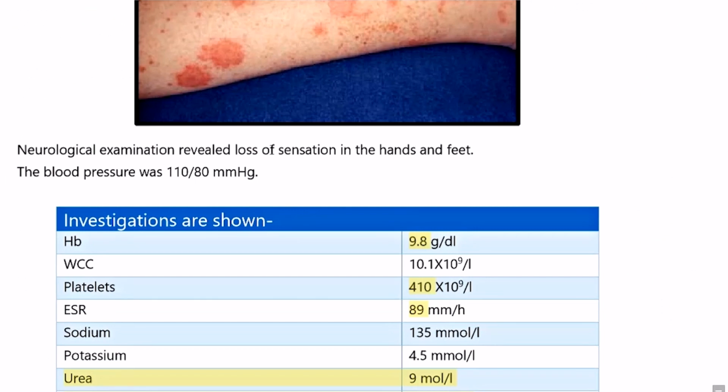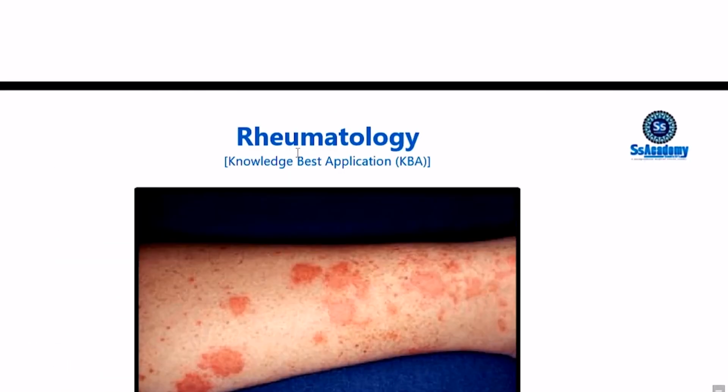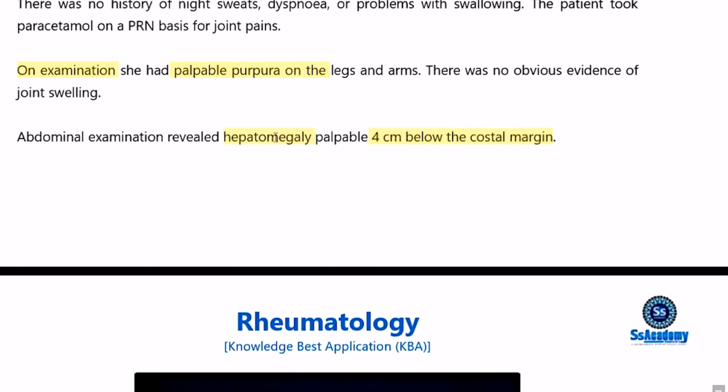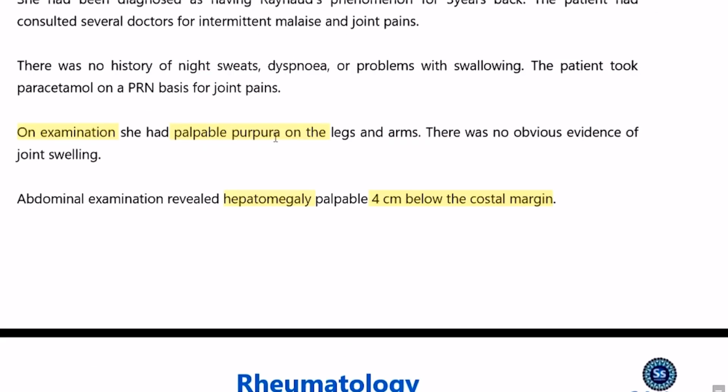And neurologic examination revealed loss of sensation in the hands and feet. Once again, the sensory loss, meaning peripheral neuropathy, is an important feature of cryoglobulinemia. Yes, CGN: N for neuropathy, and M for, once again, we learned, megaly as well. And that is really important.